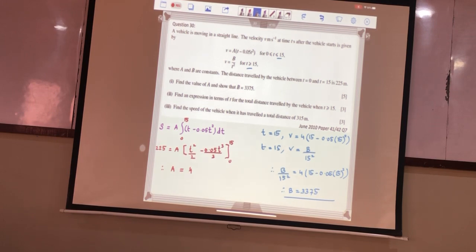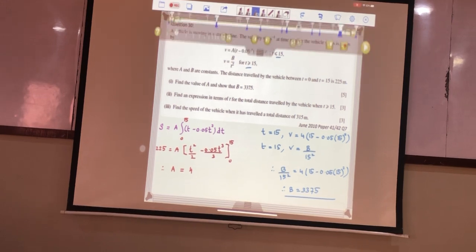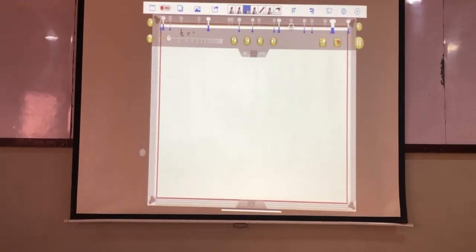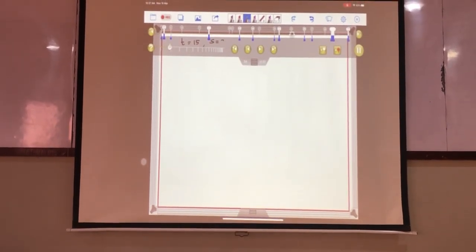Let's move on. Find an expression in terms of t for the total distance traveled by the vehicle when t is greater than or equal to 15. That means we know that when t equals 15, displacement is 225. This will be our initial condition for solving the differential equation for the second expression. Have a look. When t is 15, s is 225.